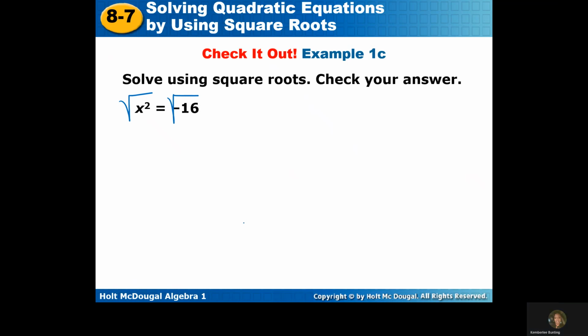All right. And so I get that x is equal to, now remember, when you take the square root of a negative value, you automatically pull out that i, right? So this would be plus or minus i times the square root of positive 16. Well, 16 is perfect, right? So the square root of 16 is what? 4. So this is going to be plus or minus 4i. Bam, done.